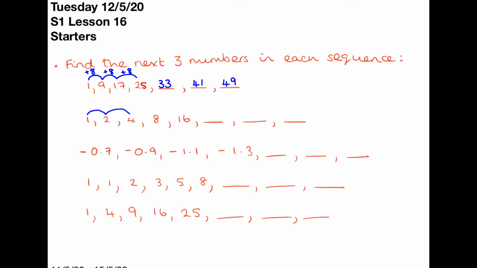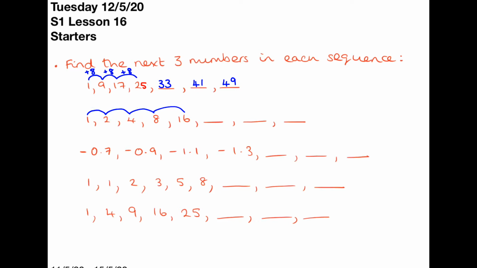Okay, the next one. We are going up, but we've gone up by 1, and by 2, and by 4, and by 8. So that's not a simple adding sequence, is it? So we'll get rid of that.